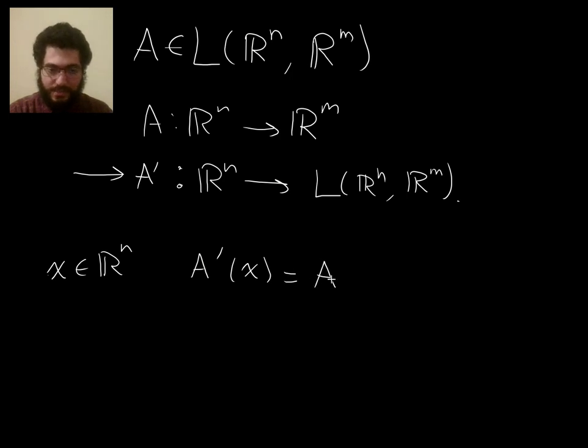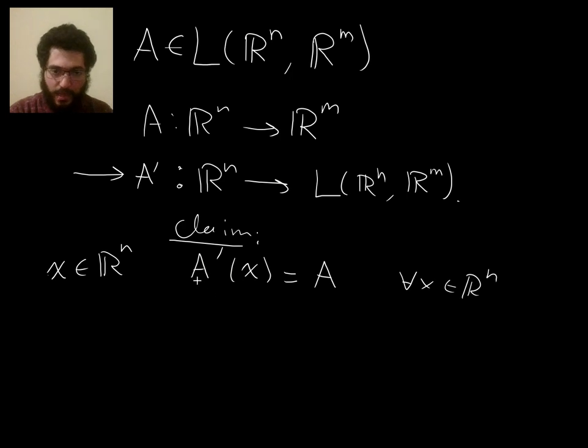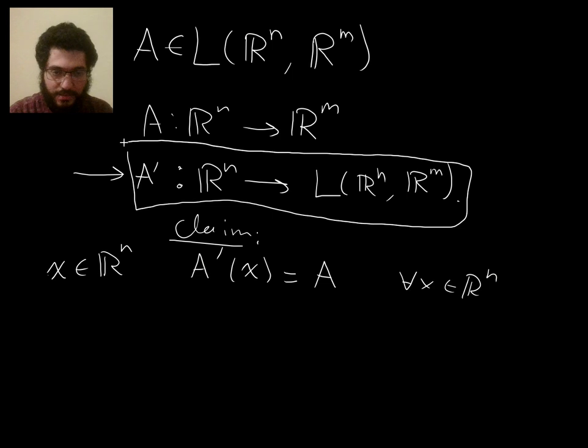So this is what I claim in the end. I claim that for all x in Rn, A prime x exists and it just equals A. Meaning, this is going to end up being a constant function, which maps everything in the domain to one linear map, namely A itself. So let's prove that.